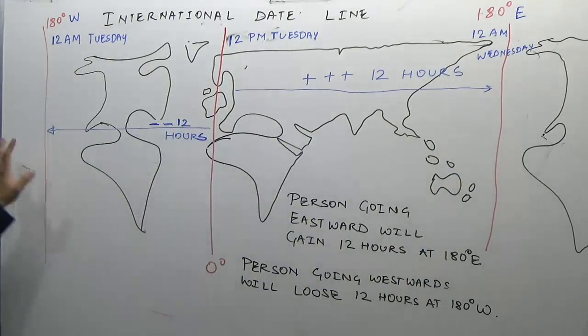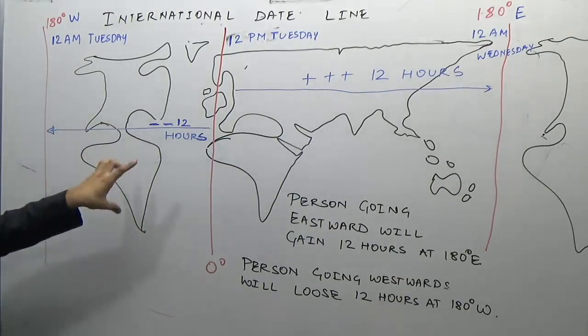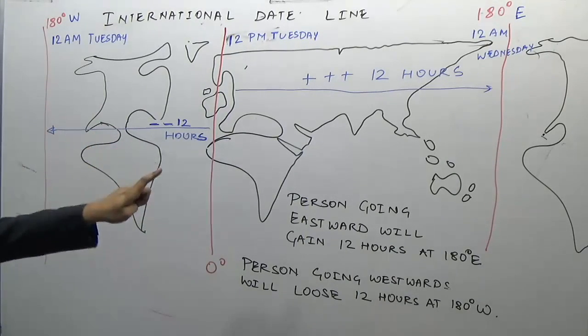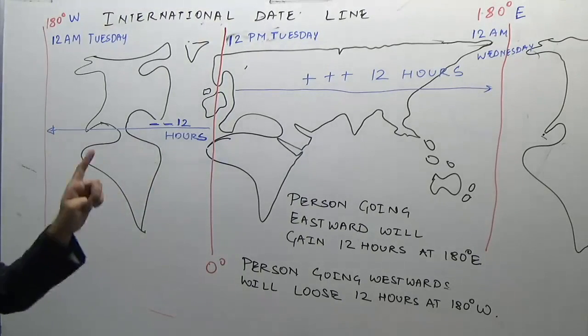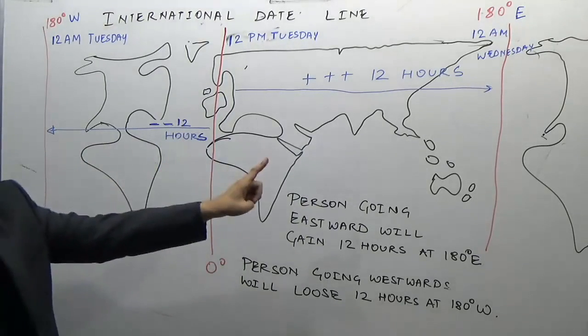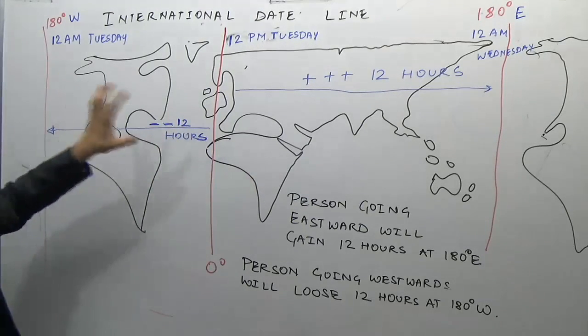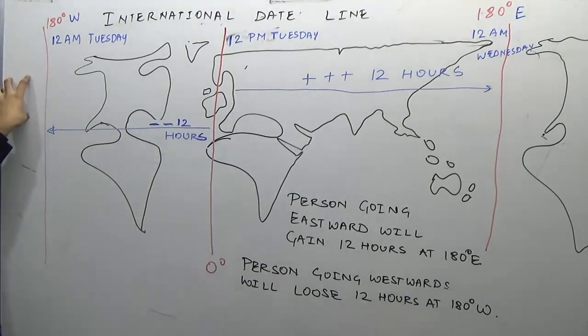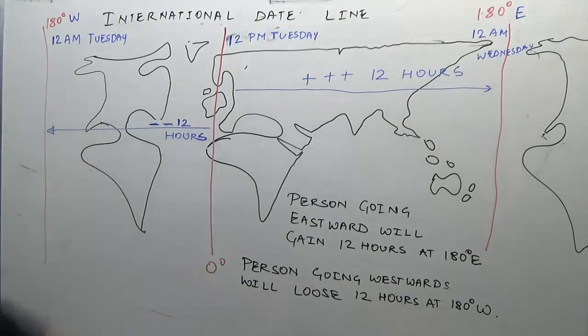Have a look at the diagram again. What we are doing is the international date line. If I am talking of the prime meridian, 0-degree meridian, if you are walking eastwards till you reach 180 degrees east, it will be 12 AM Wednesday, because you are adding 12 hours. If you travel this side, you will be losing 12 hours until you reach 180 degrees west, and it will be Tuesday night.